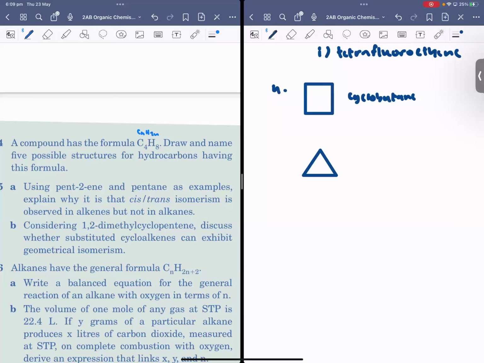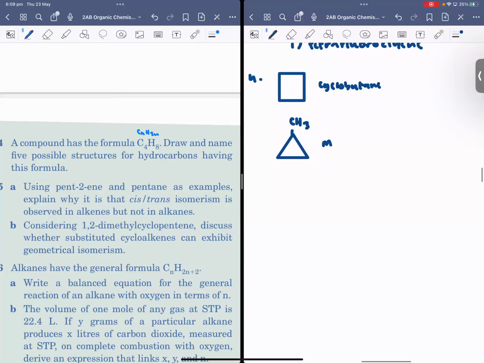Here's another one. I'm being lazy and I'm writing CH3. In your test, you have to draw all the bonds, okay? So what's this? Methyl cyclopropane. What else is there? 1, 2, 3, 4. Double bond here.